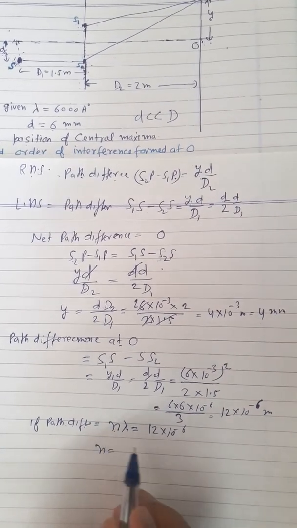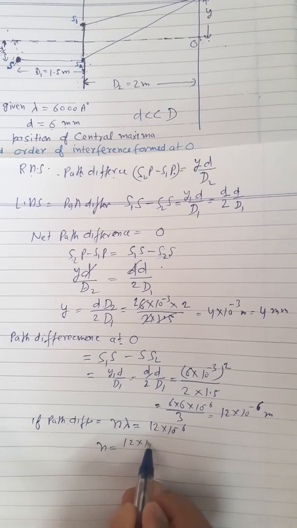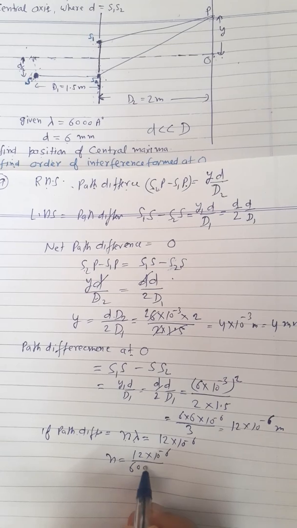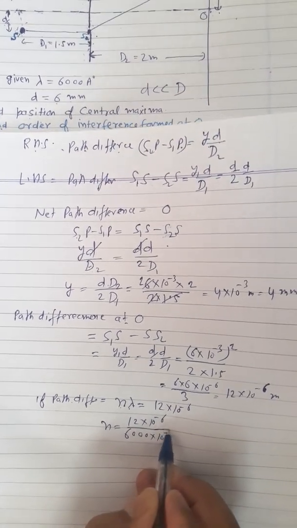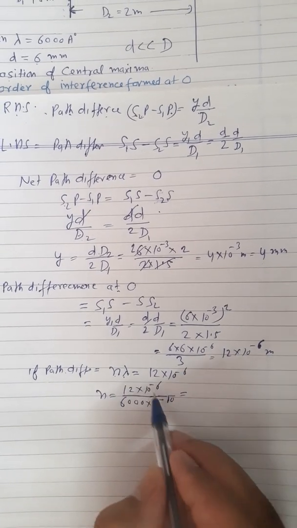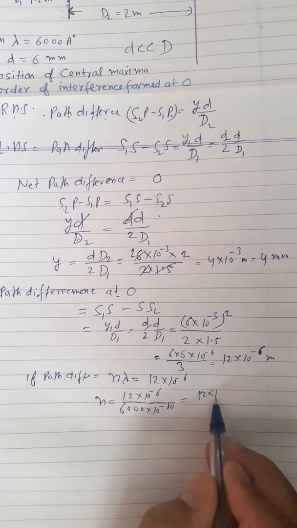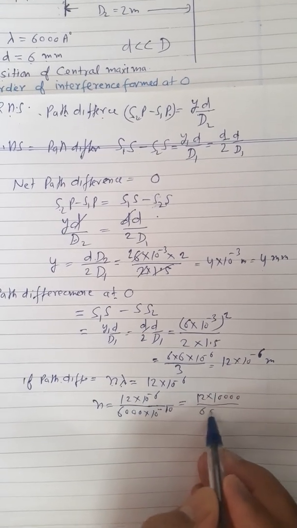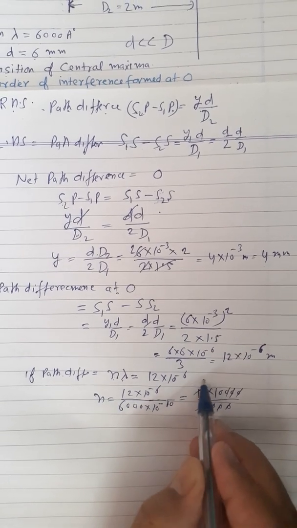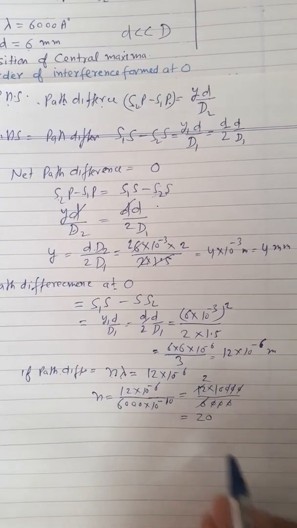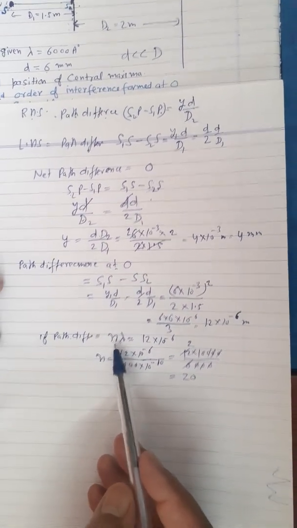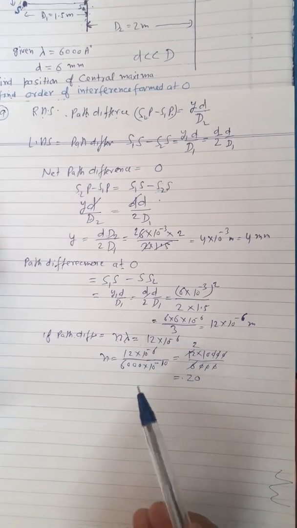So n is equal to the order, 12 into 10 raised to minus 6 divided by lambda. Lambda they have given 6000 angstrom, 10 raised to minus 10. Solve it. So 12 into 10 raised to 4 divided by 6000. If you see, 6 2s, so that is 20. So the order of the central fringe is, because path difference is n lambda, this is 20 lambda, so order will be 20.